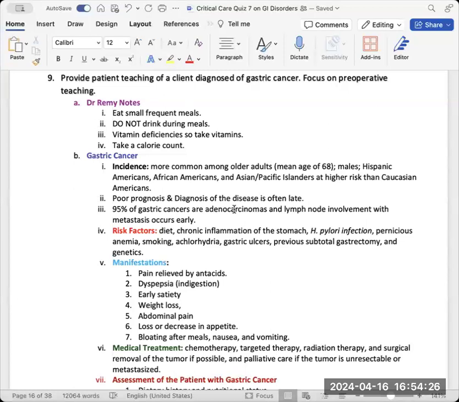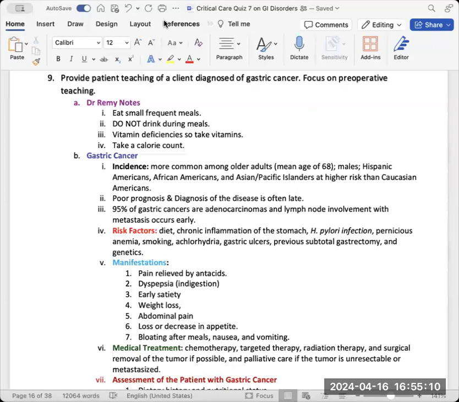So we want them to have small frequent meals, don't drink during eating. I don't know if I mentioned that specifically with dumping syndrome, but with any of these GI disorders, if it's going to say eat, and something to do with fluid drinking and eating, it should always be eating and drinking between meals, not with meals. So even if it says, oh, eat 6 small frequent meals with fluids, no. It's got to be eating 6 small frequent meals and drinking fluids between meals. I just wanted to point that out. So yeah, do not drink during meals, drink between meals.